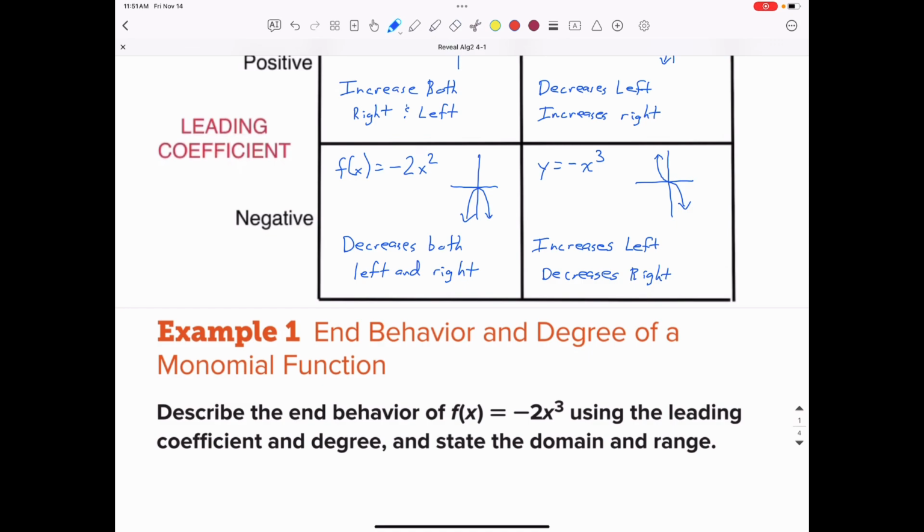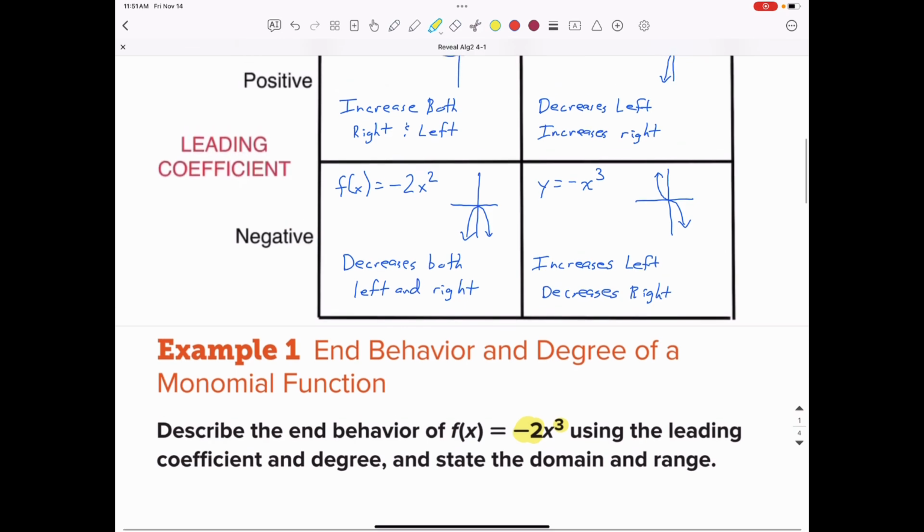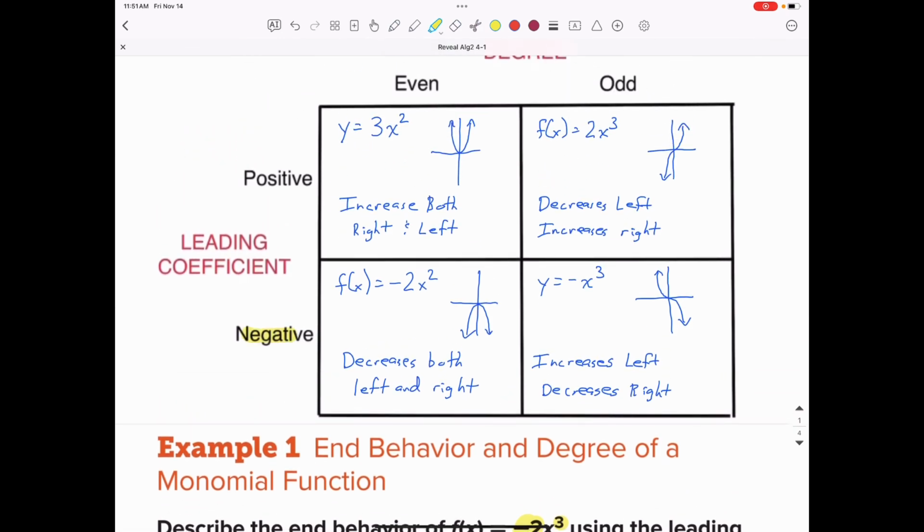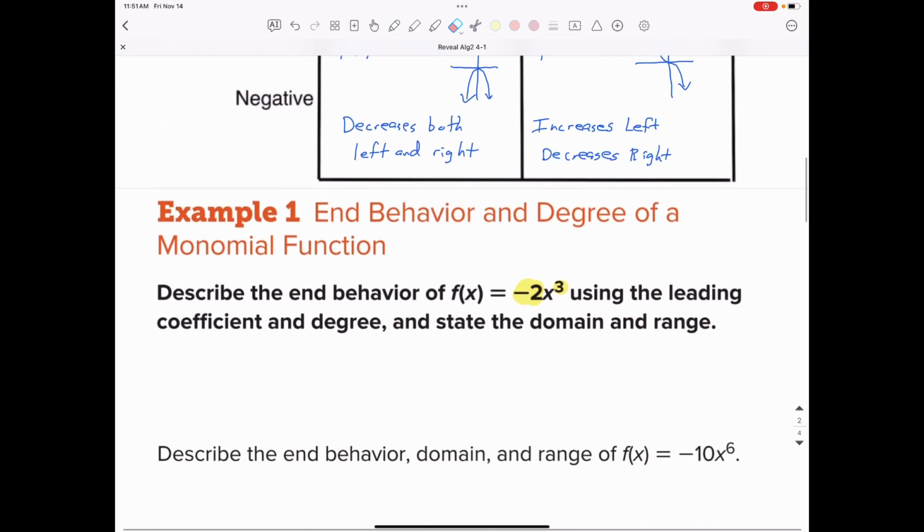We have a negative leading coefficient. Here's the leading coefficient. It's this negative 2. And then we have an odd degree. The degree is 3. So when you have a negative leading coefficient and an odd degree, going back to our chart, negative leading coefficient and odd degree is going to be the box in the lower right-hand corner. And that means we are going to have end behaviors of increases left and decreases right. So that's how you would describe it. Write out increases left, decreases right.